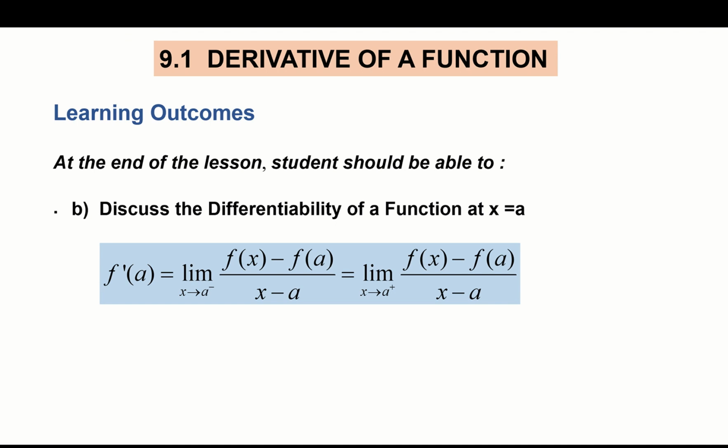At the end of the lesson, students should be able to discuss the differentiability of a function at x equals a. That means you have to find out what f prime a is by using the limit when x approaches a from the left for the function (f(x) minus f(a)) over (x minus a), which is equal to the limit when x approaches a from the right for the function (f(x) minus f(a)) over (x minus a).